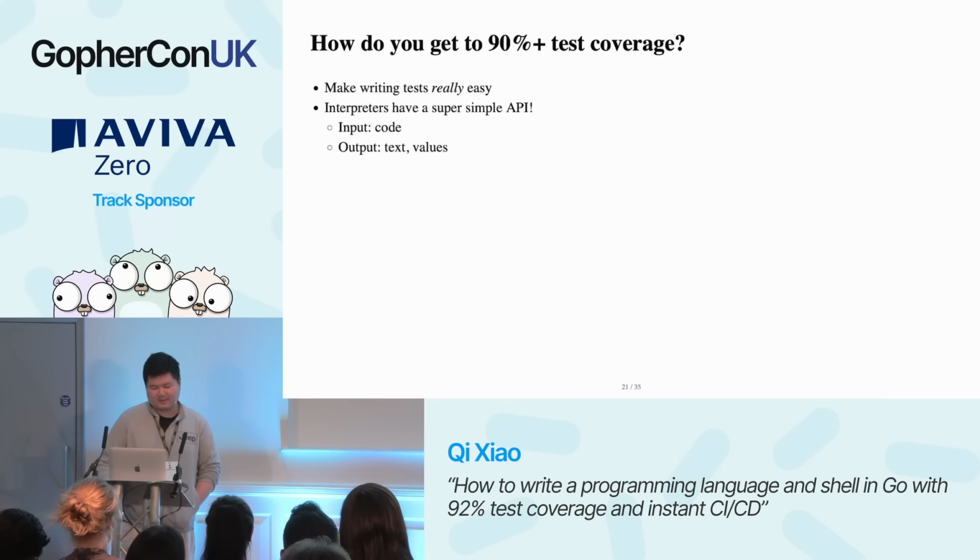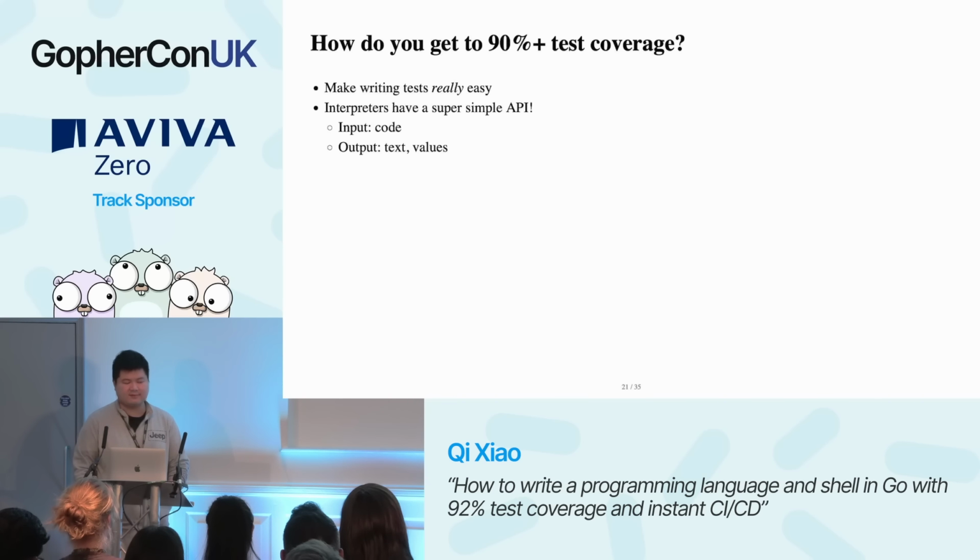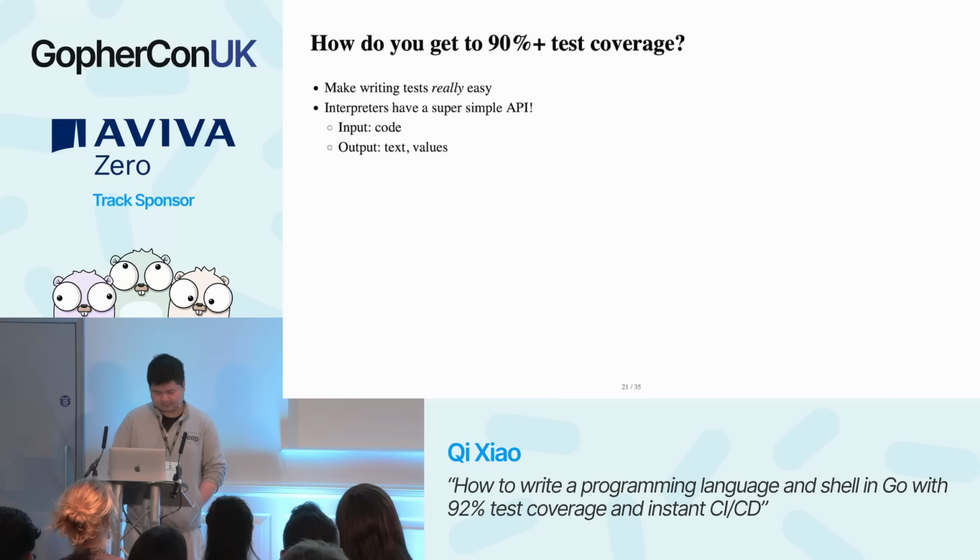And it turns out that interpreters are actually very easy to write tests against because they have a very simple API. The input of an interpreter, as we have seen before, is just code. You don't need to input the syntax tree or something. The parser does that for you, right? And the output is just text. And in the case of the Elvish interpreter, it also has individual Go values.